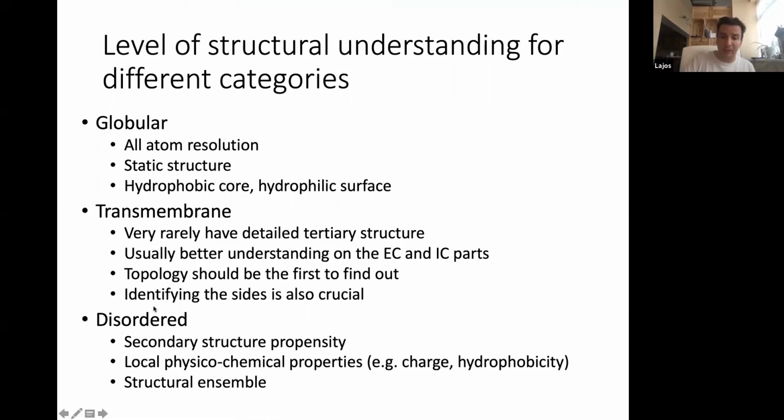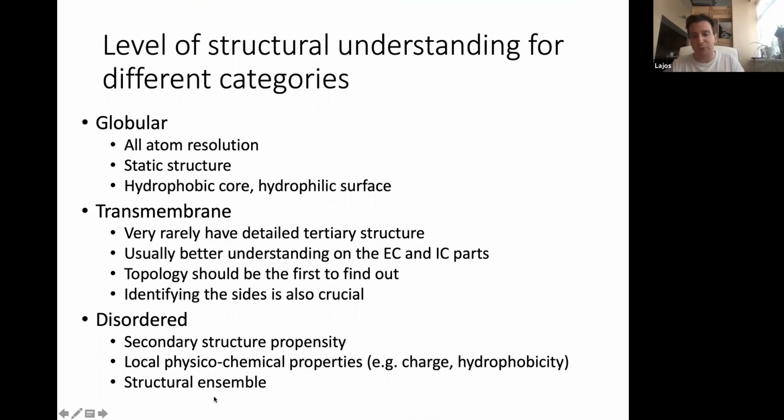If you have a disordered protein, then the first thing you will try to understand is the secondary structure propensity. I will speak about why this is extremely important later. Because, as I said, disordered proteins don't have any well-defined tertiary structure, but that doesn't mean that they don't have secondary structure. They can have secondary structure elements. They are not always stable, but this is again an important property of these proteins. I will speak about this in a few minutes.